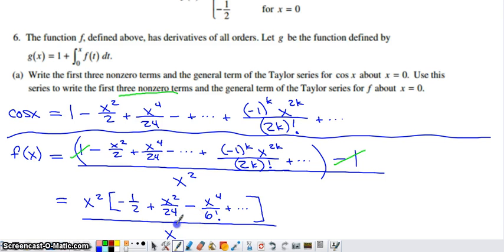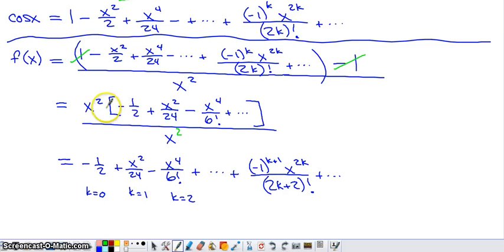I'm missing my exponent here. That's supposed to be an x squared in that denominator still. And once this is factored, you can cancel the common factors between the numerator and the denominator, so you're just left with what's inside the set of brackets.